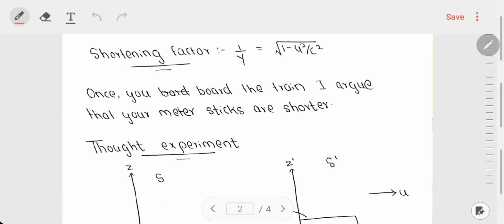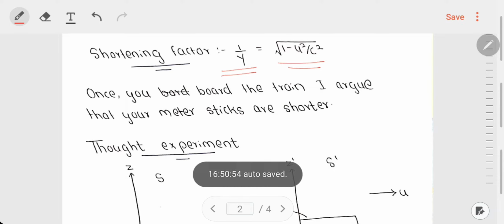Now, as the meter stick, or an object, appears to be shortened, there must be a factor by which it is shortened, and that factor is the reciprocal of our Lorentz factor, and our Lorentz factor is nothing but gamma. Therefore 1 over gamma is the shortening factor, which comes out to be under root 1 minus u square by c square.